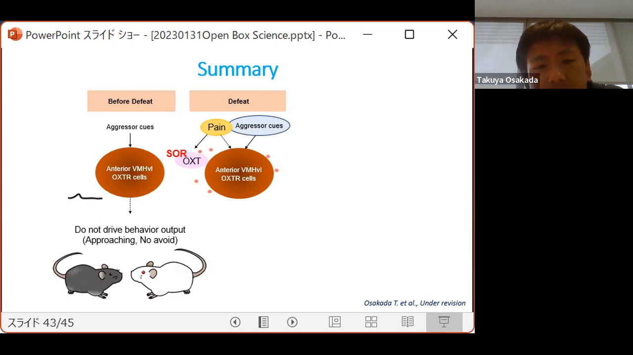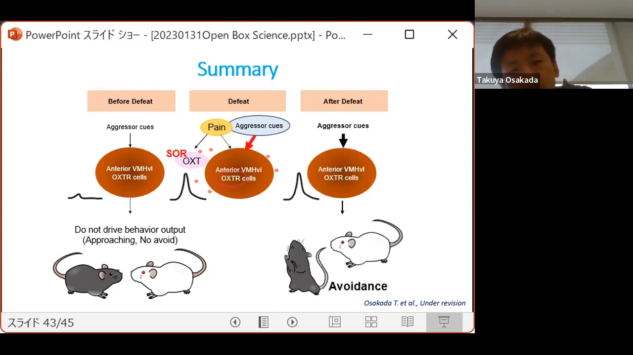There should be oxytocin peptide release, and the peptide itself should act on the oxytocin receptor in the anterior part of the BMH BL. We checked whether there is synaptic potentiation onto the anterior BMH BL OXTR population. Then after defeat, when the animal re-encounters the aggressor, the aggressor cues activate this same population, and the LTP can induce neural activity of this anterior BMH BL OXTR population. The animal then shows prompt, quick avoidance behavior to avoid further difficulties.